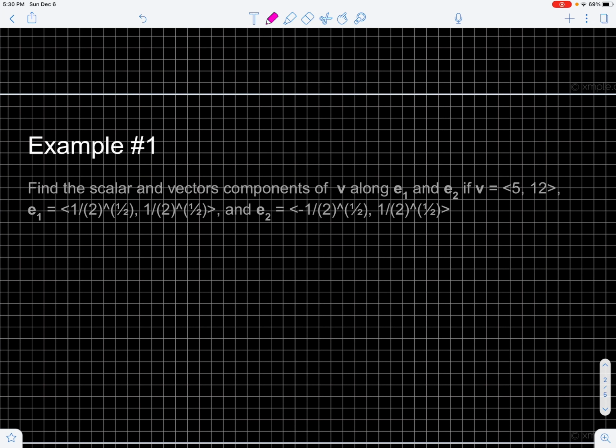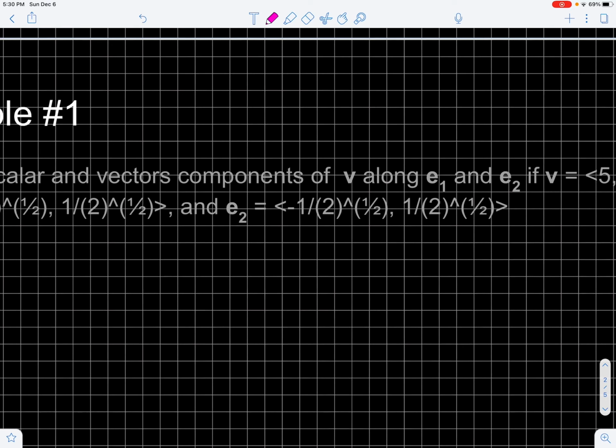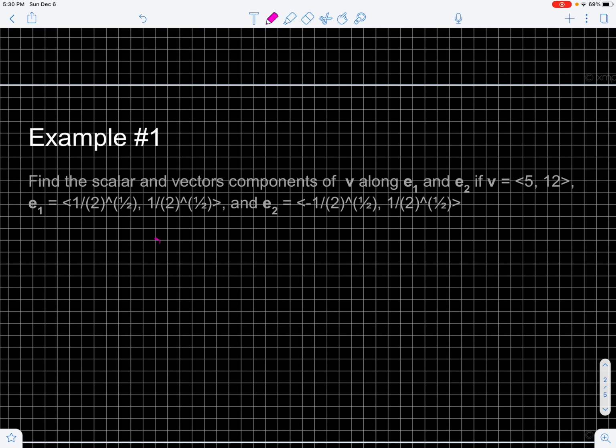All right. Find the scalar and vector components of v along e1 and e2 if v equals (5, 1, 2), e1 equals (1 over the square root of 2, 1 over the square root of 2), and e2 equals (negative 1 over the square root of 2, 1 over the square root of 2).